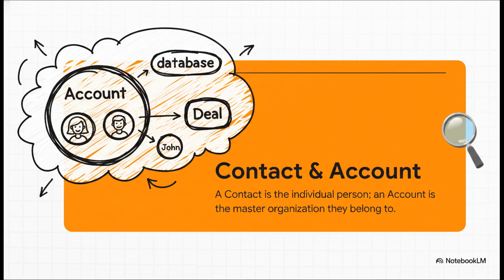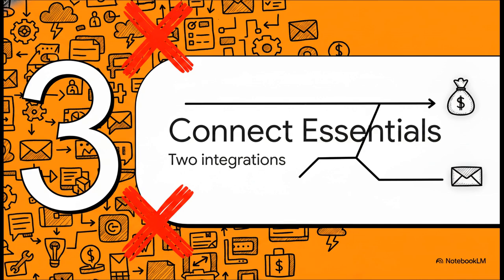The account is the master organization she works for. Let's call it Acme Corp. One account can hold multiple contacts and multiple deals over time. This keeps all your business-to-business relationships perfectly organized in one central hub. So if Sarah leaves and John takes over, you just add John as a new contact under the Acme Corp account. Simple, right?